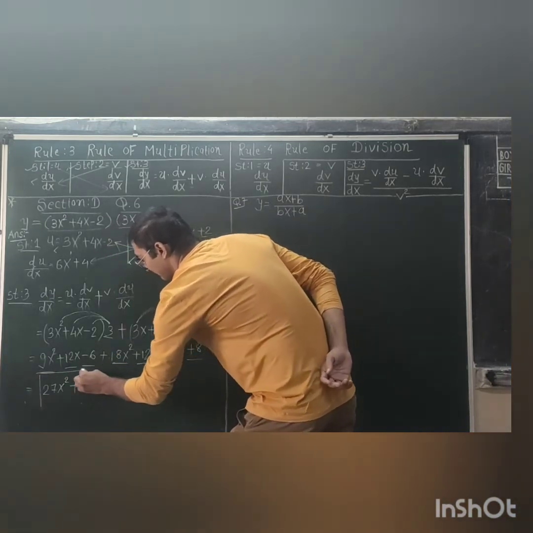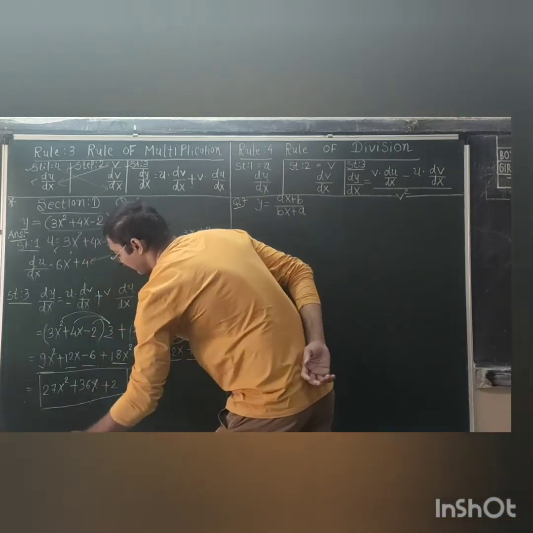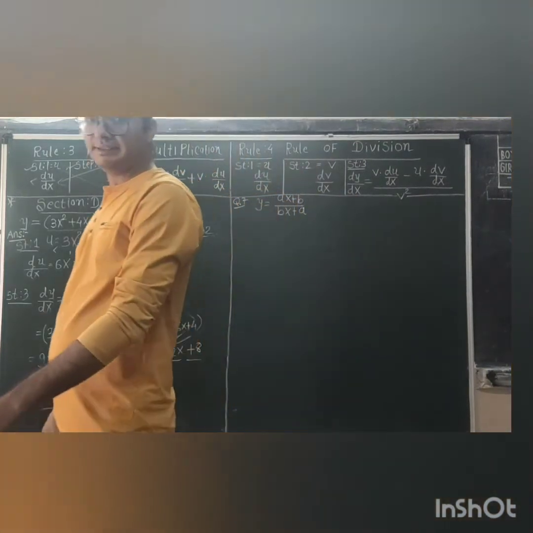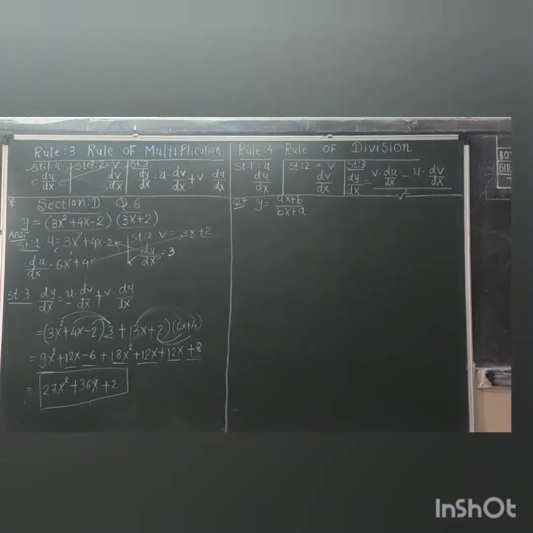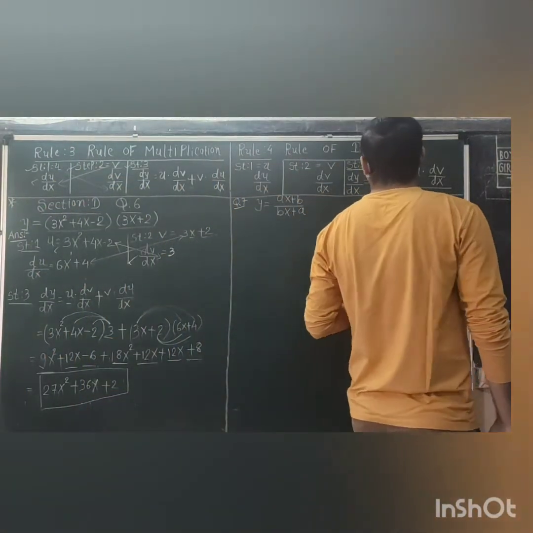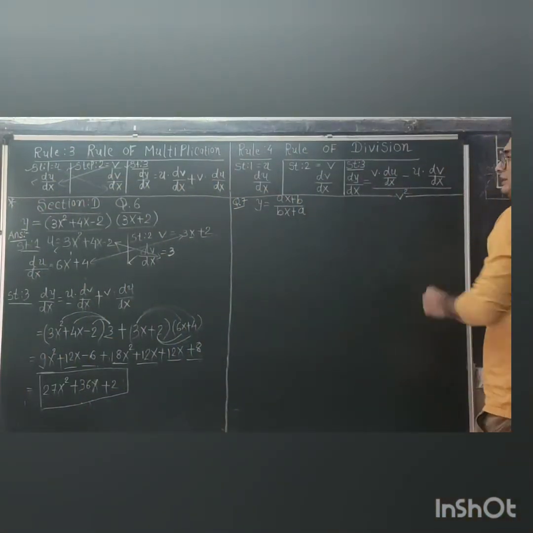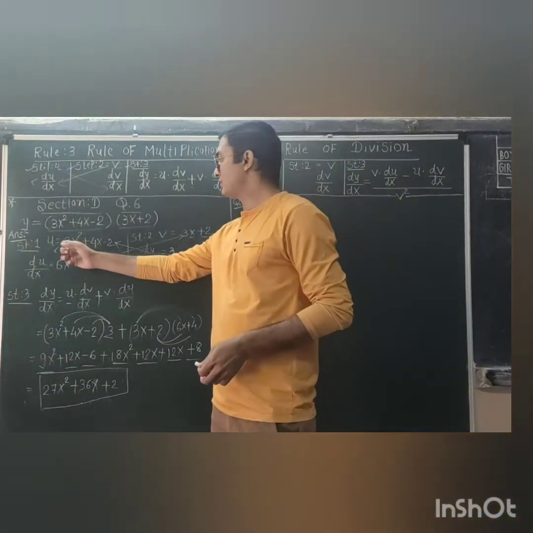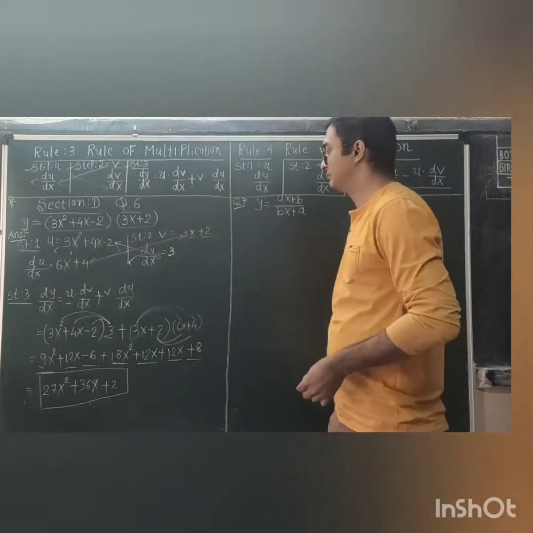So this is the final derivative answer for the rule of multiplication, that is 27x square plus 36x plus 2. Okay. So now there is one another question, that is for the rule of division. Same way, there are 3 steps: step 1, step 2 and step 3.